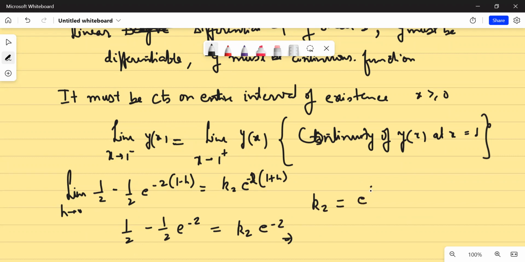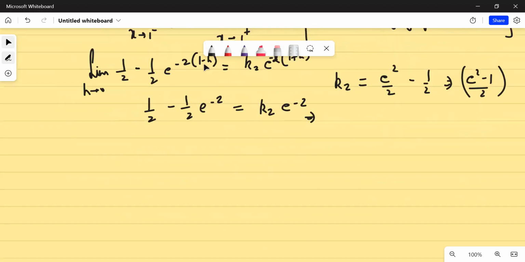So k2 will be equal to what? e square by 2 minus 1 by 2. So k2 would be equal to e square minus 1 upon 2. Is that clear? I think this is fine. Now, if you use this value of k2, you'll find that your solution for all x greater than 1 happens to be e square minus 1 upon 2 times e to the power minus 2x. So this is a constant value, and this is how it is.